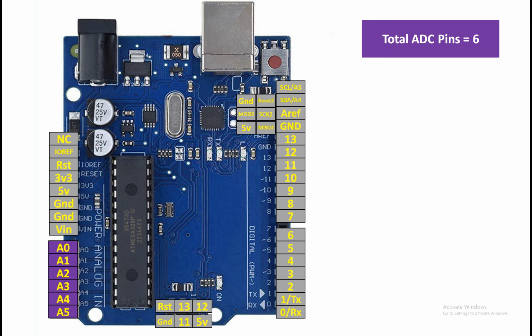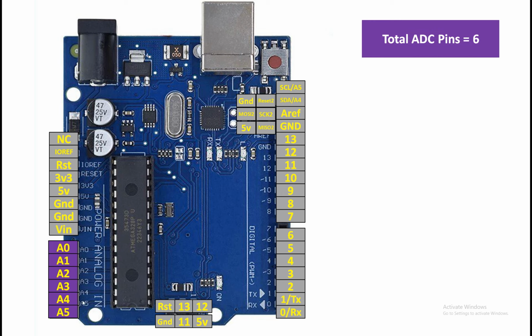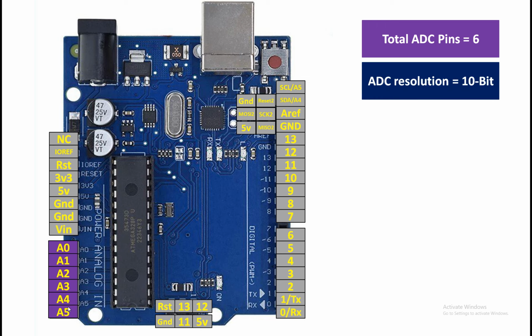Now guys, we have total of 6 ADCs. These are the ADC pins: A0, A1, A2, A3, A4 and A5. And the good thing is, ADC resolution of Arduino UNO is 10-bit, that is 0 to 1023, that is 2 power 10. So it's a very powerful ADC, I will say, and it has total 6 channels.